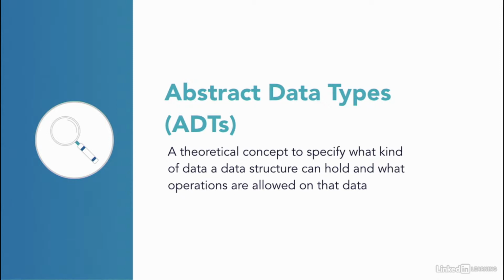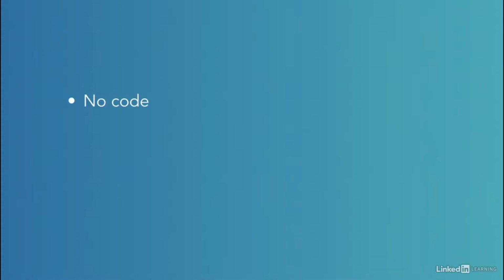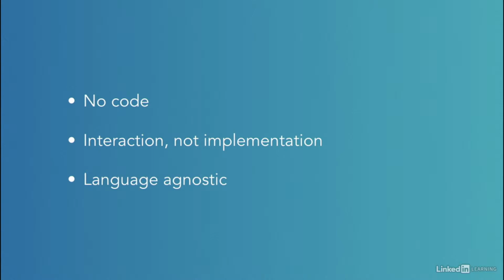But since we're working with linked lists, which are already defined and understood in the computer science community, we'll stick to the basic operations that already exist for the linked list abstract data types. An abstract data type actually has nothing to do with code. It simply expresses ideas about and requirements of a collection of data and how we're allowed to interact with that collection. Since abstract data types have nothing to do with code, they're inherently language agnostic.